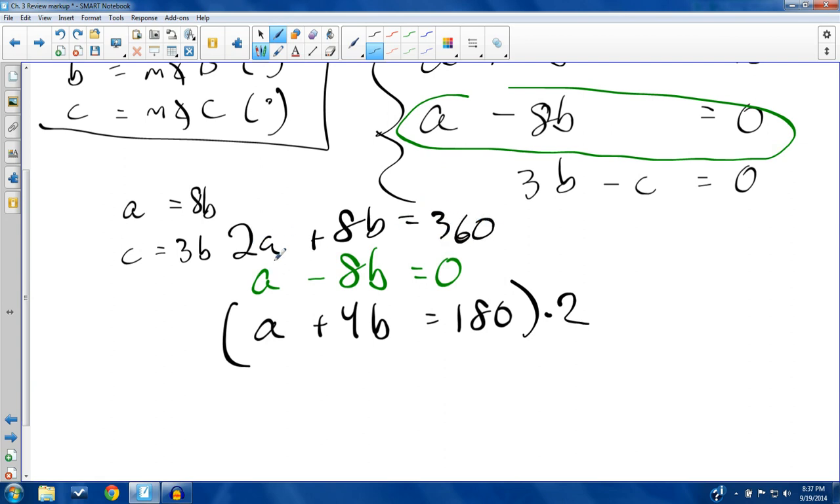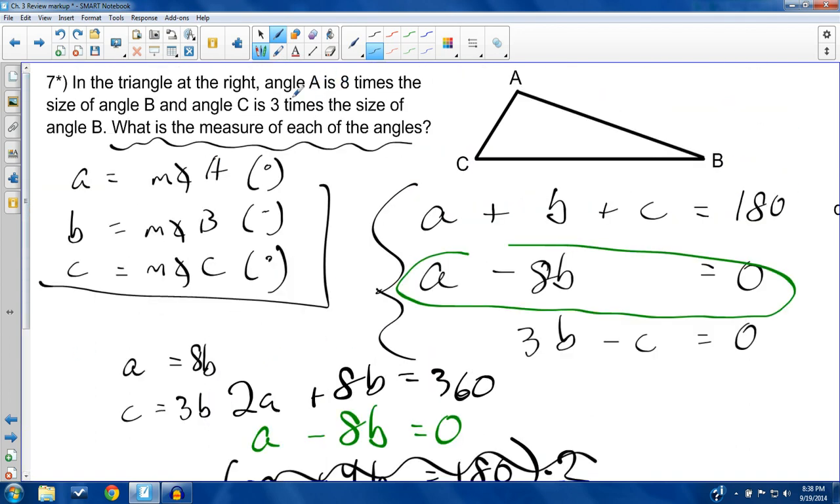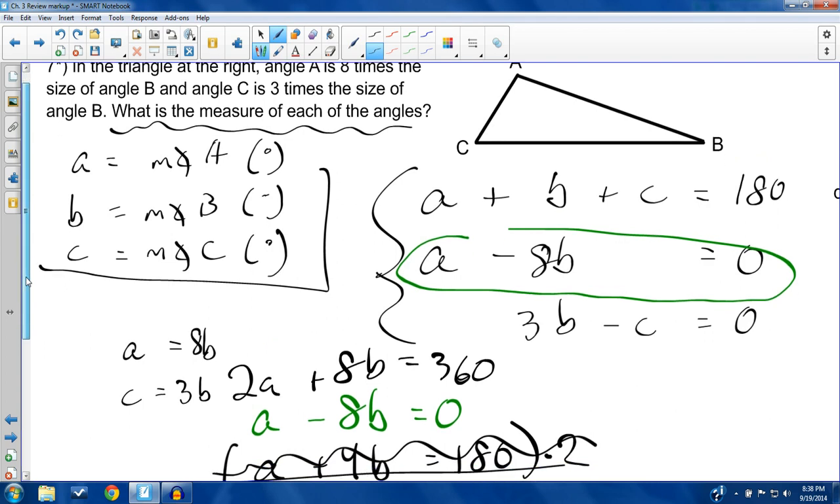And I add down here. Notice I'm eliminating my B's here. 2A plus A is 3A. 8B minus 8B is 0. So I get 3A equals 360. Divide by 3, I get A equals 120. So one of my angle measures is 120 degrees. And that seemed like the largest one anyway, because it was 8 times the amount of B.